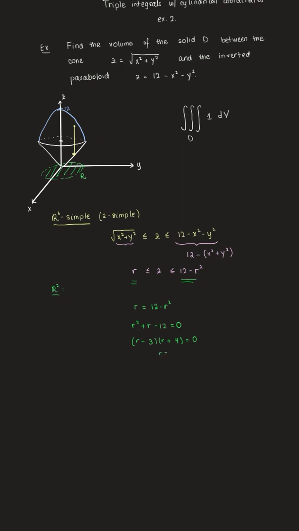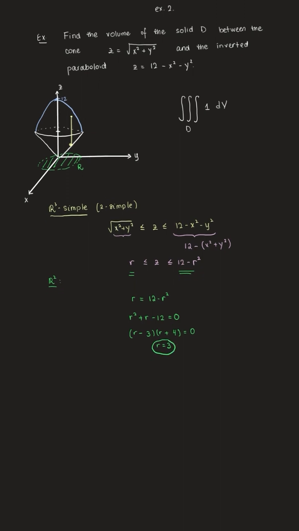So r equals 3. Did I do that right? Let's see. R squared plus r minus 12. Yep, that looks good. So r is equal to 3. Yep. Okay, so r is 3 means that's a cylinder in space.